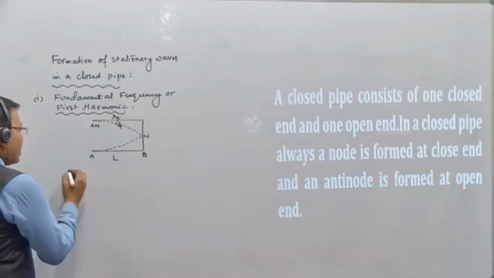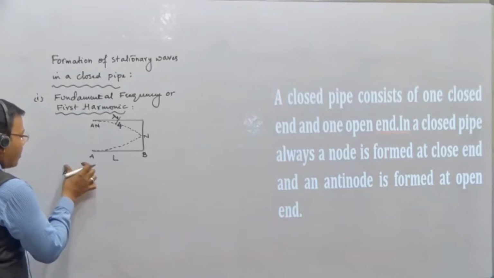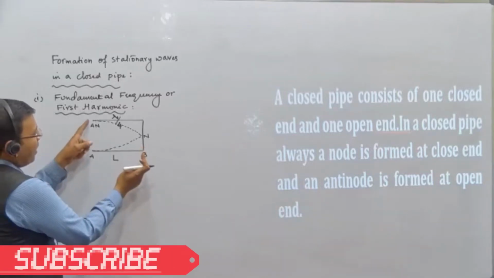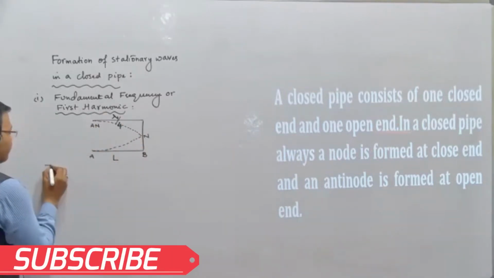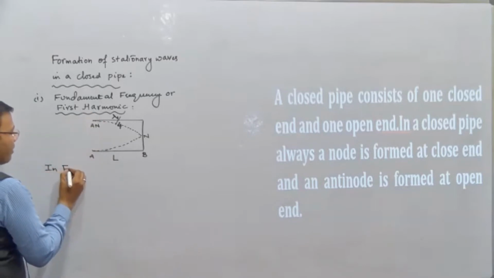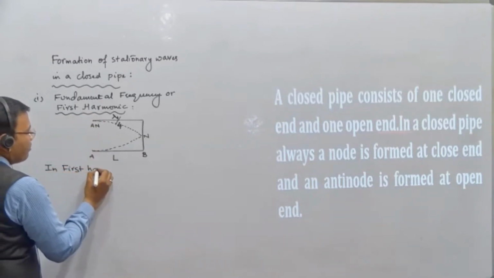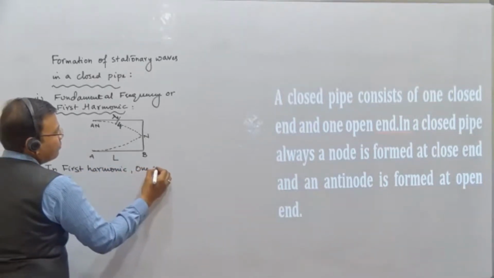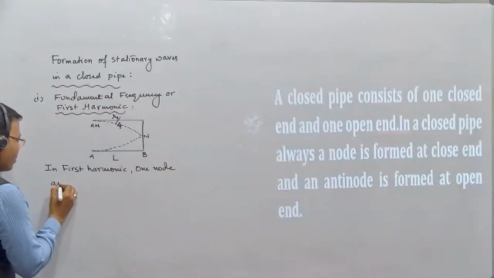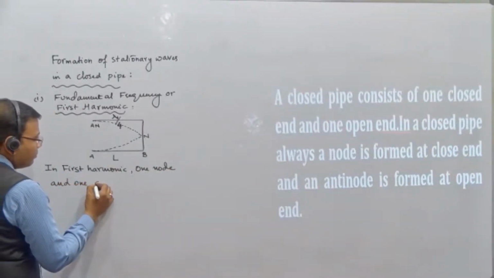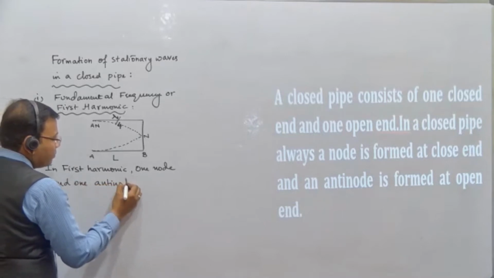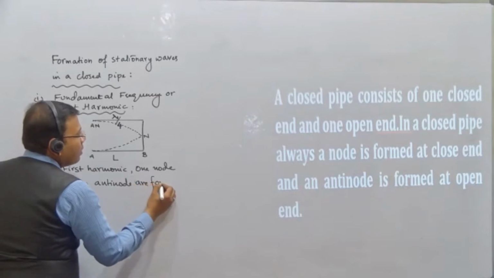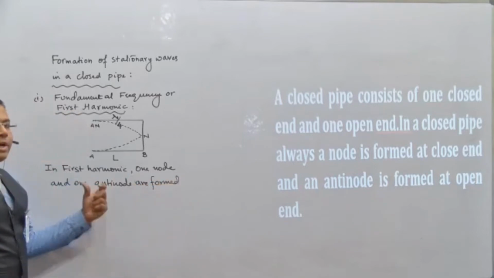The same process we have done for the formation of stationary waves in an open pipe, so let us move with that. Here, for AB, first we mention how many nodes and antinodes are formed. You can see clearly one antinode and one node is formed. So I'll write: in the first harmonic, one node and one antinode are formed.